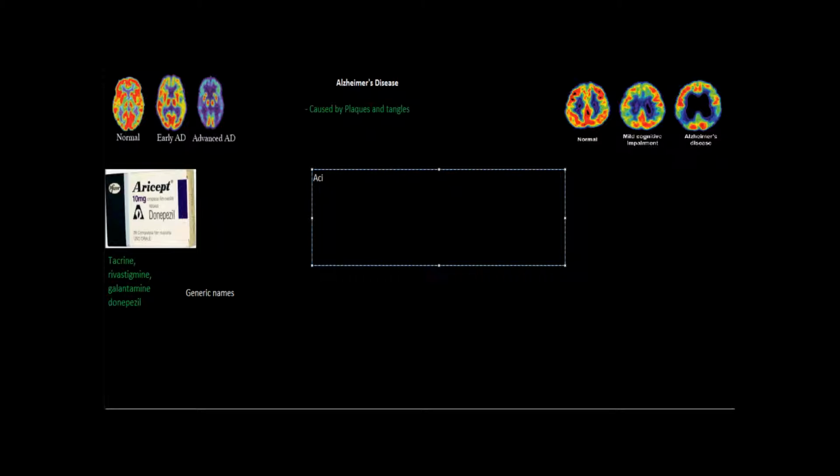You've got these acetylcholine esterase inhibitors. As you can see by the name, it should really tell you what they are. These are medications that inhibit the enzyme acetylcholine esterase, right? They inhibit acetylcholine esterase in order to make sure that acetylcholine is not broken down in the brain as much as it's being broken down.